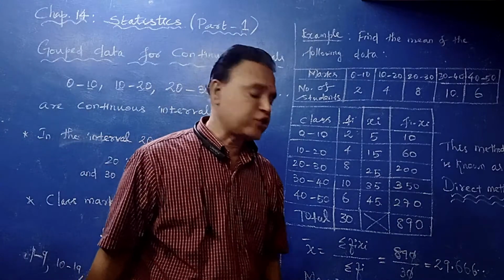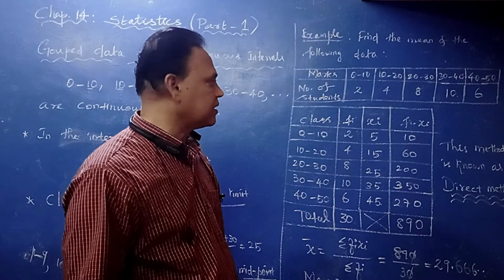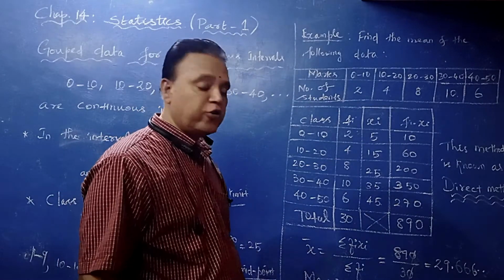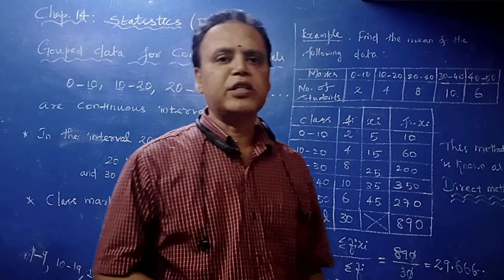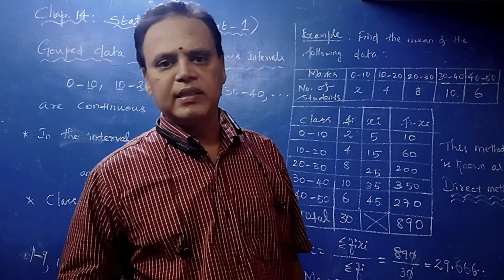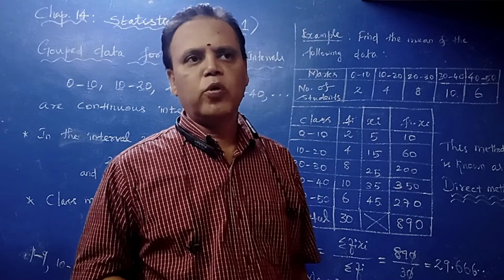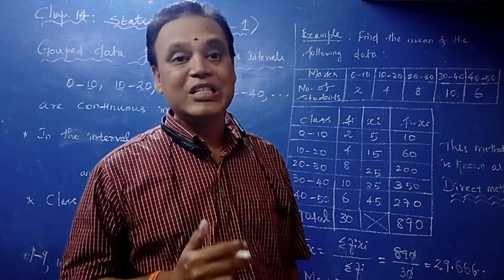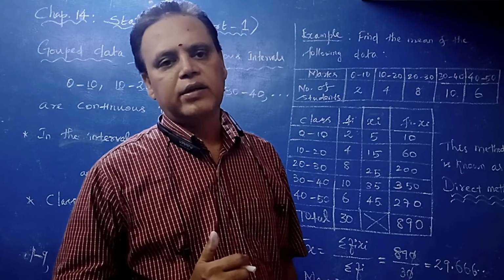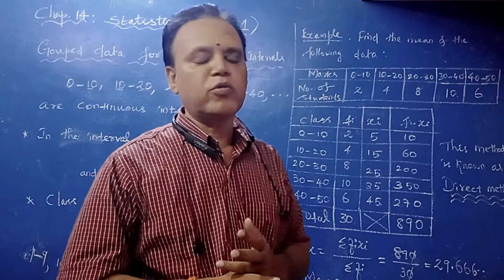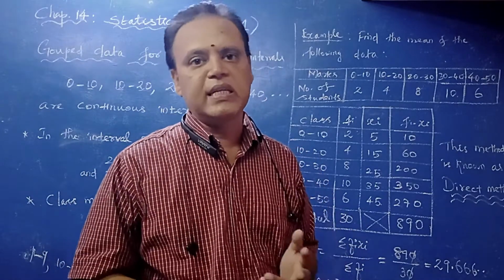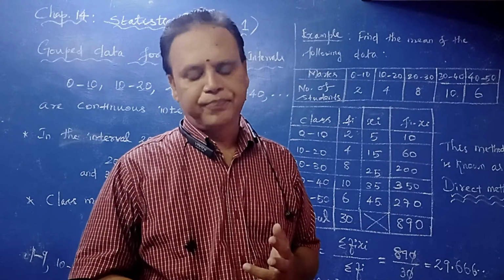So this method is known as the direct method. You have the deviation method and the step deviation method. So more important is the step deviation method, that is called the shortcut method. The direct method and the shortcut method are more important. I will teach the deviation method also. Clear?